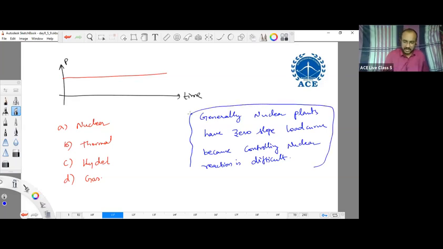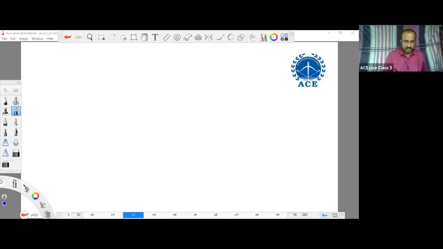So controlling the nuclear reaction is difficult. So the answer is what? A nuclear power plant may have a zero slope load curve. Understood my point? Now let us define what we mean by load duration curve.